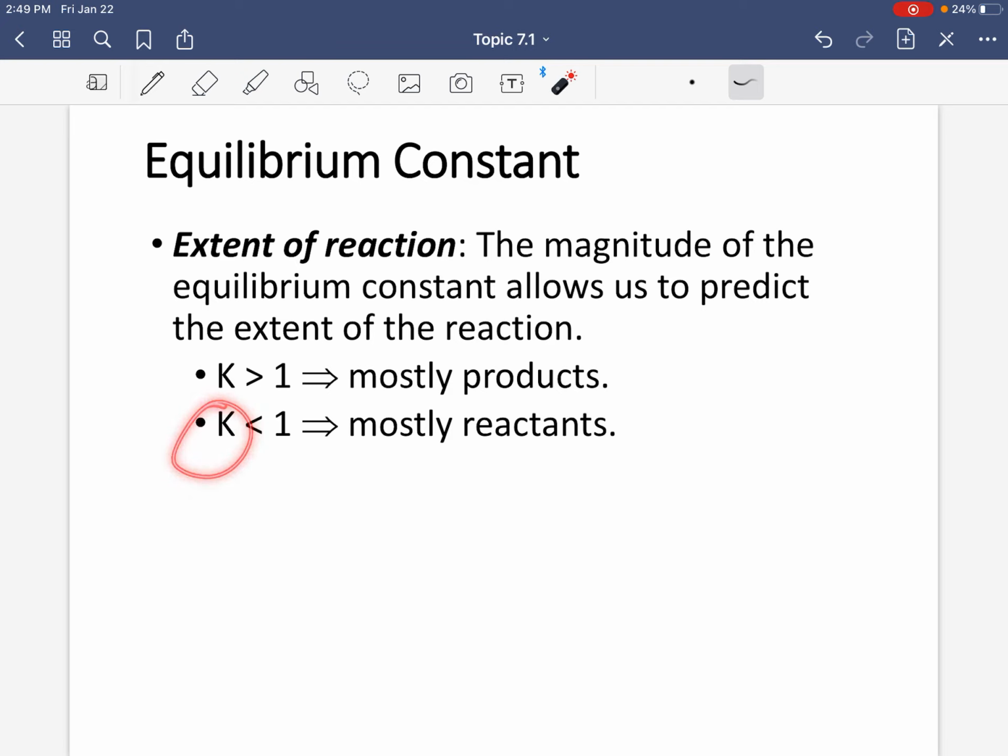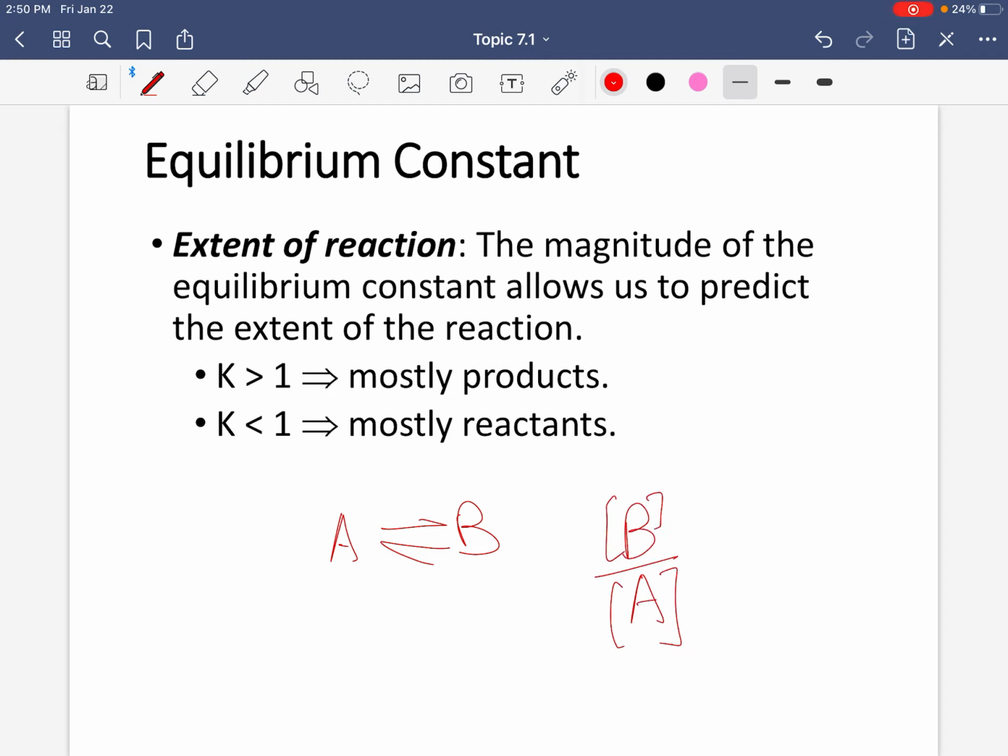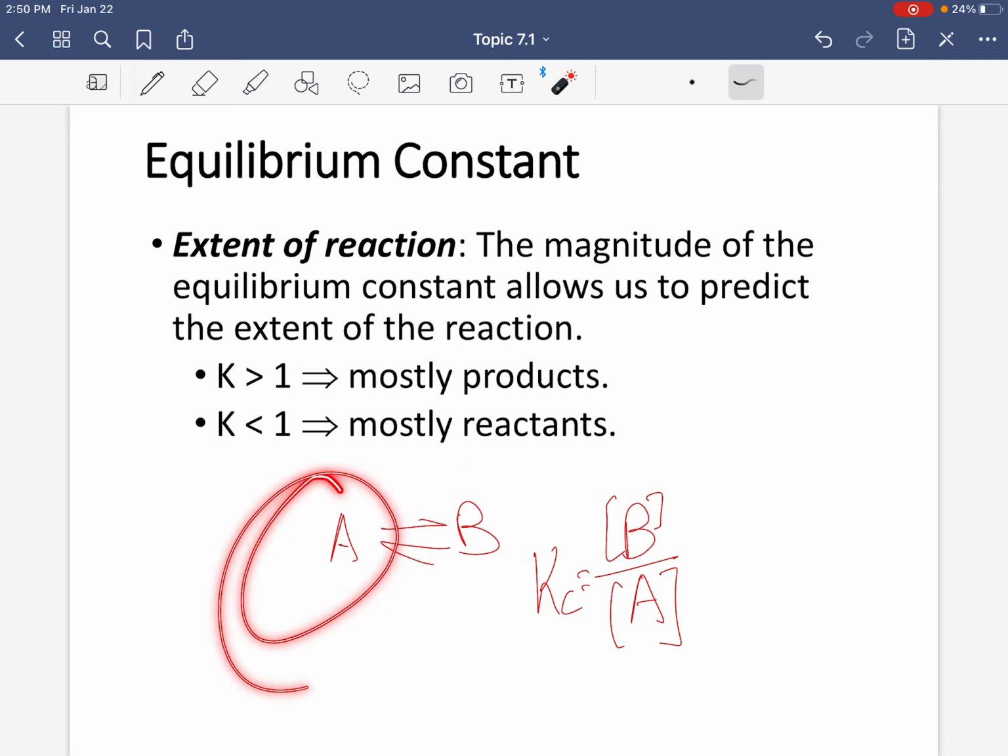If K value is less than 1, so it's 0 point something, obviously the numerator is smaller than the denominator. And we know that for a reaction, the denominator is the reactant and the numerator is the product. So if this number is smaller than that number, that means this reaction doesn't drive that much product. This reaction is still a lot of reactants.